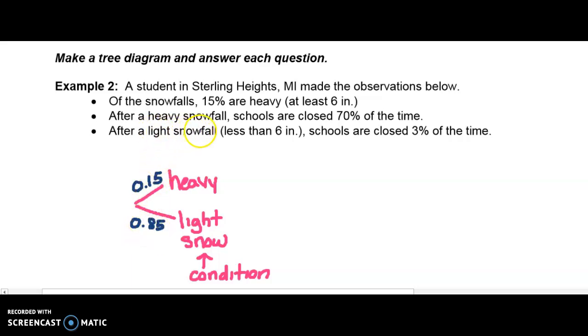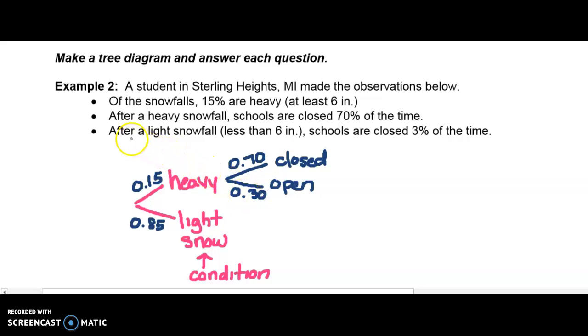So it says after a heavy snowfall, schools are closed 70% of the time. So we're going to make a branch. We'll call it closed. And so after the heavy snowfall, the condition of being heavy, we're closed 70%. So 0.7 or 0.70. So the alternative would be that schools would be open. So if there's a 70% chance of being closed, then 100 minus 70 would be 30% chance, or 0.30. So 30% chance of being open.